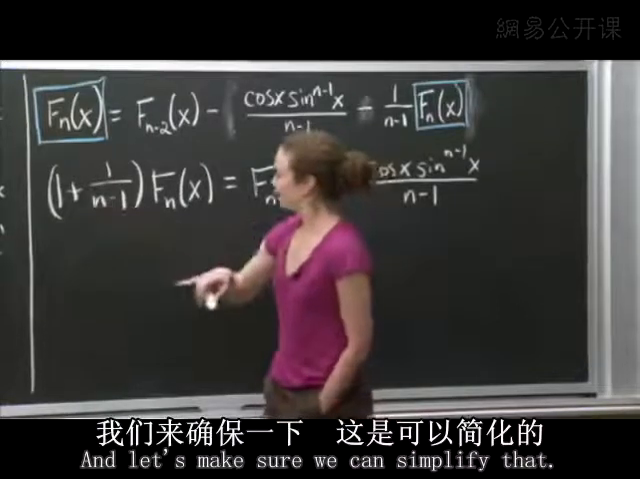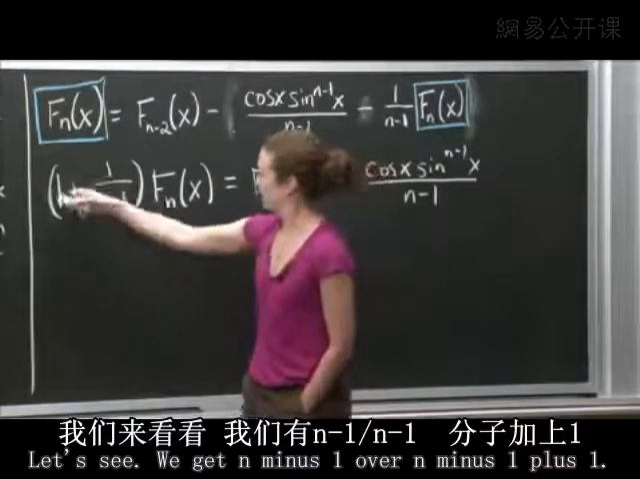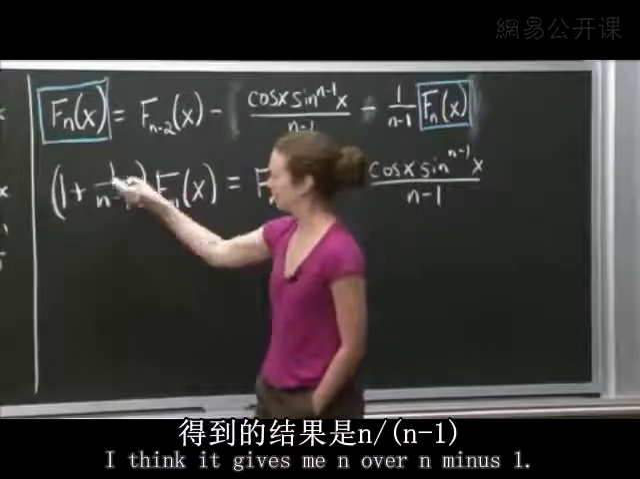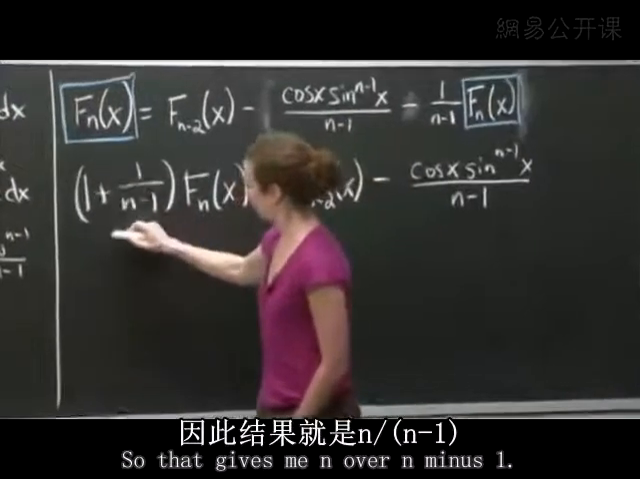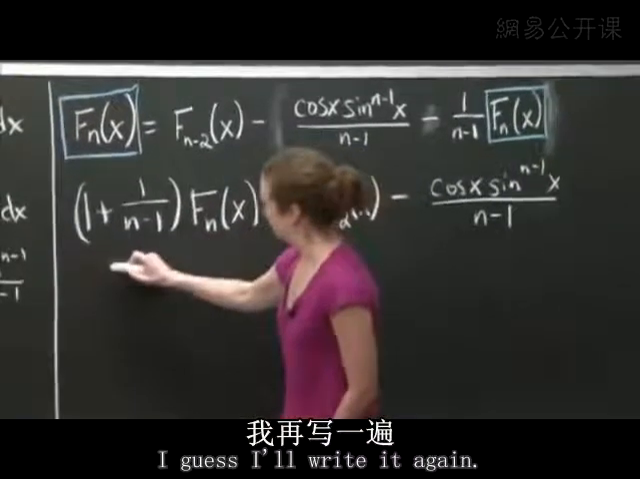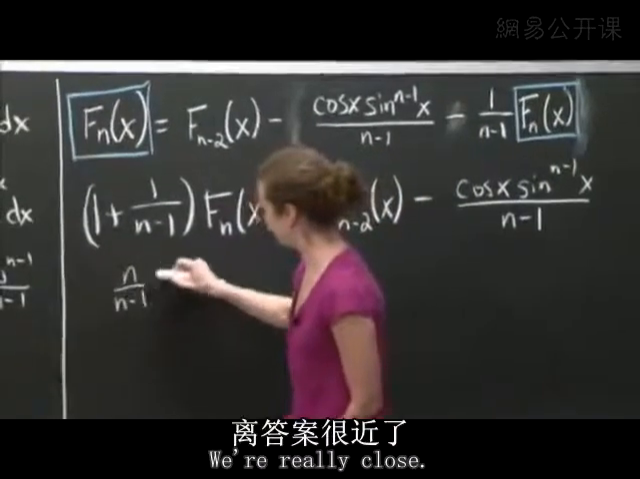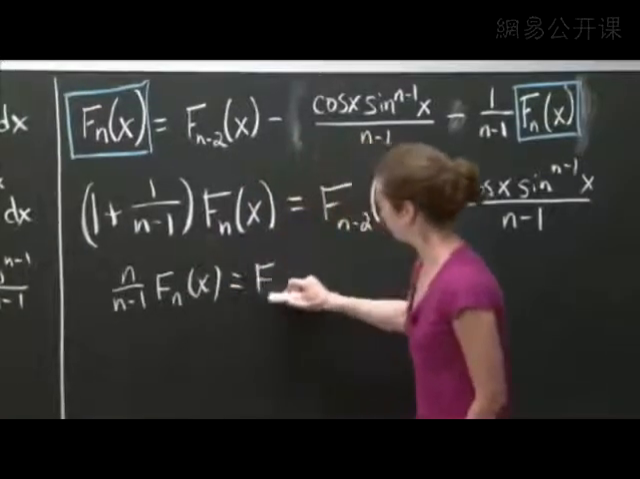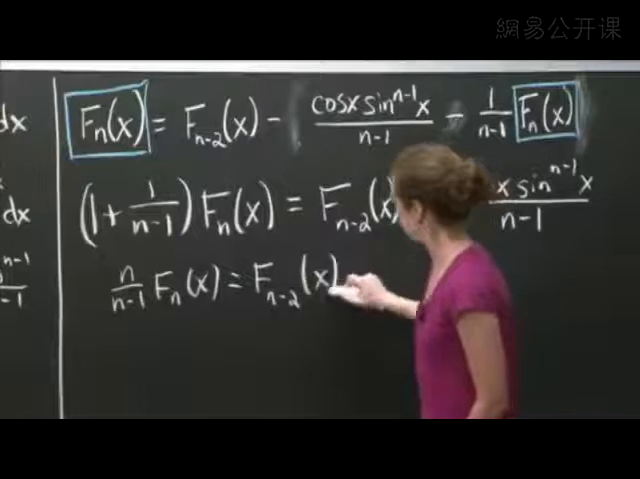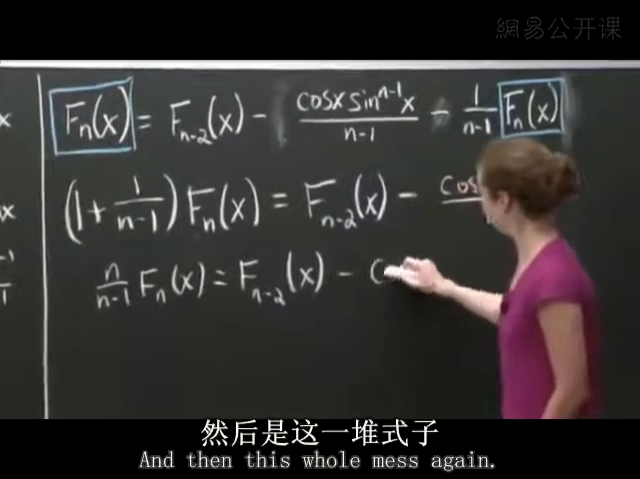And let's make sure we can simplify that. Let's see, we get n minus 1 over n minus 1 plus 1. I think it gives me n over n minus 1. So that gives me n over n minus 1. I guess I'll write it again. We're really close. And then this whole mess again.